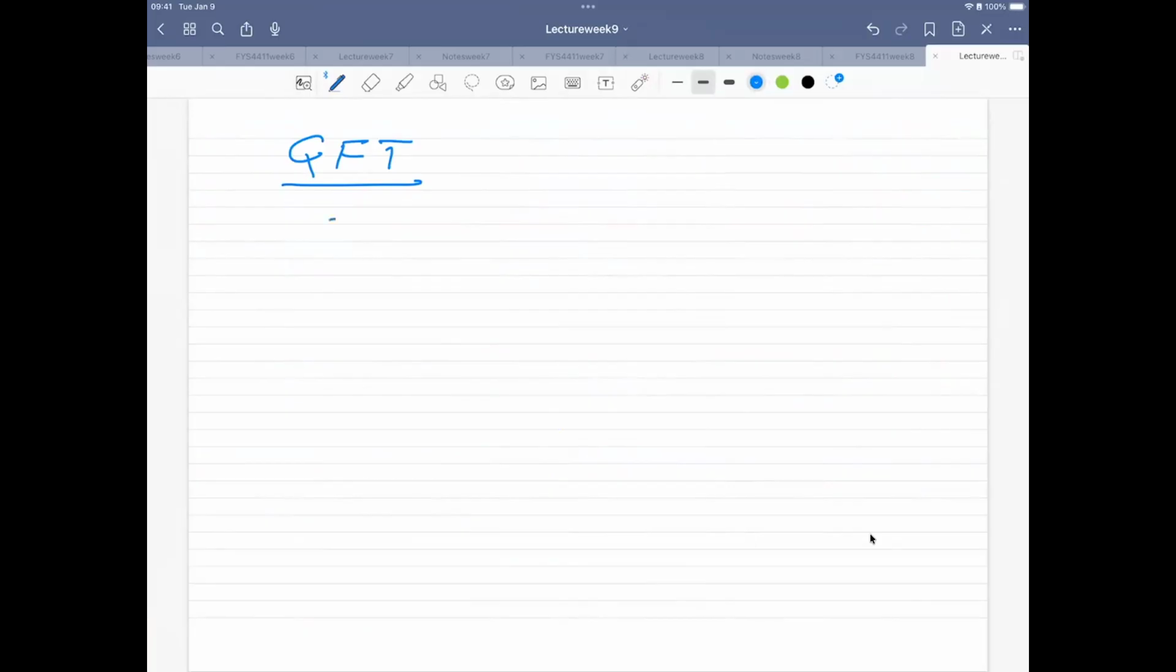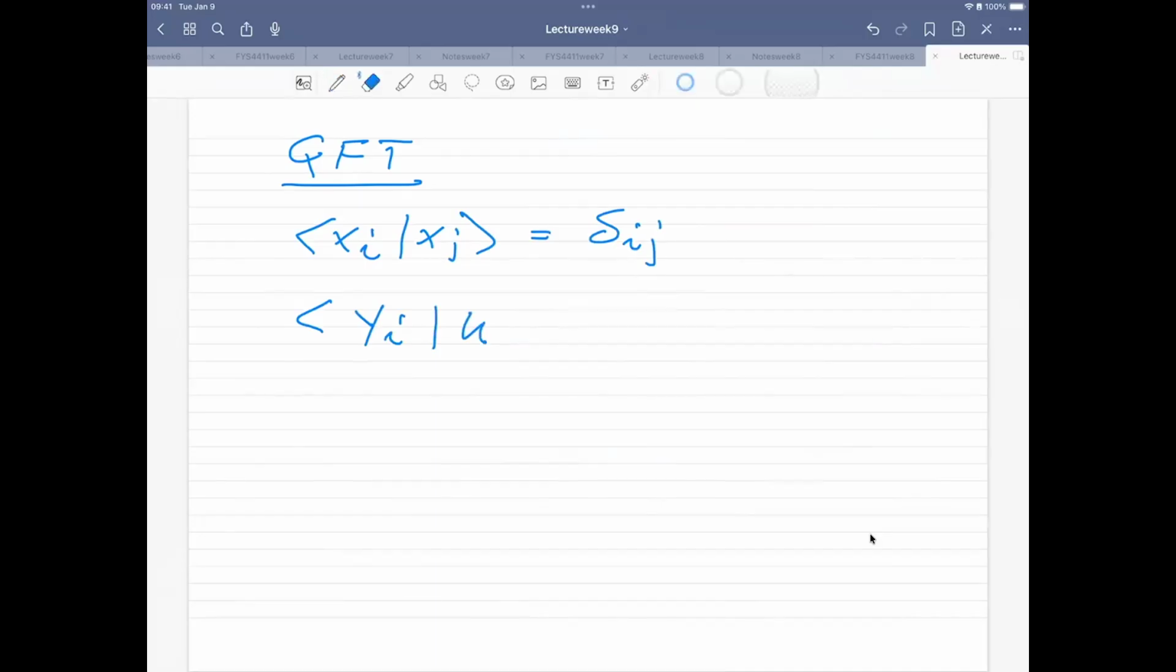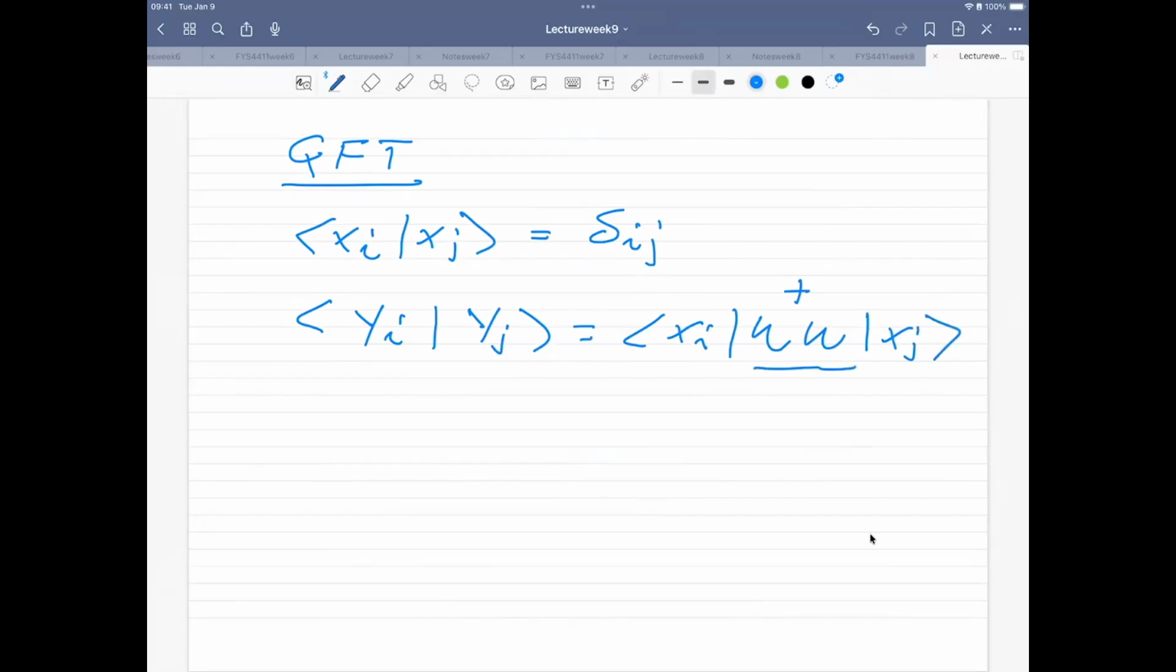So if we have an original basis, let me just quickly remind you of that, if you have forgotten it. Suppose that we have an original basis, which is orthogonal. And then we know that if we make the transformation and we look at the new basis, so that would be y_j. The inner product of y_i and y_j is the same as x_i multiplied with U†U and x_j. This is by definition equal to the identity matrix, so this is equal to delta_ij. So the orthogonality is conserved.